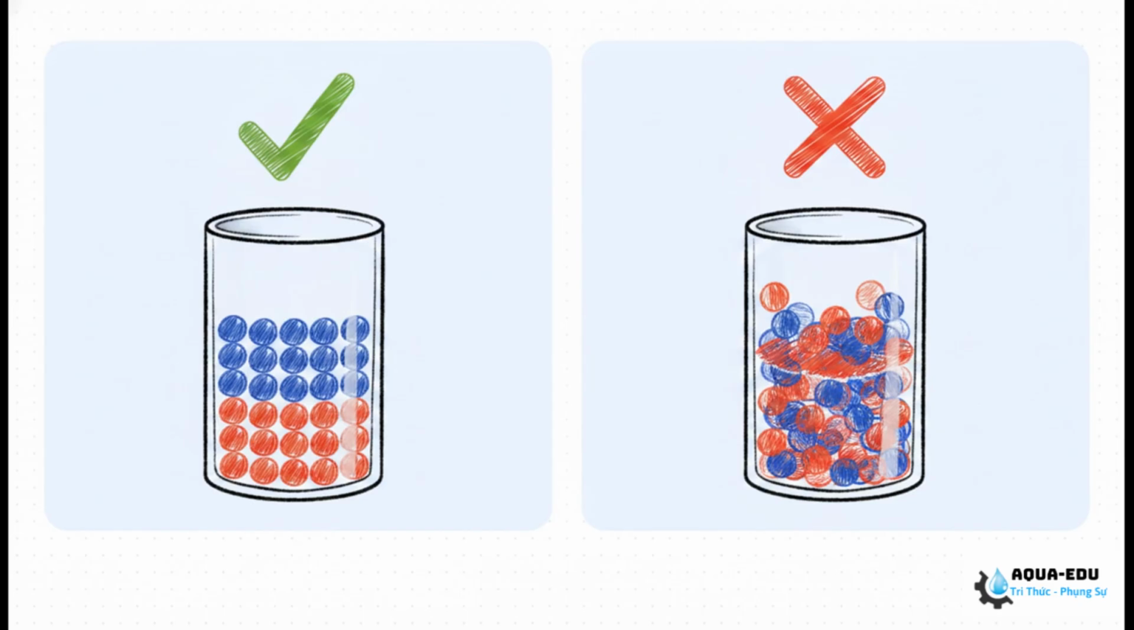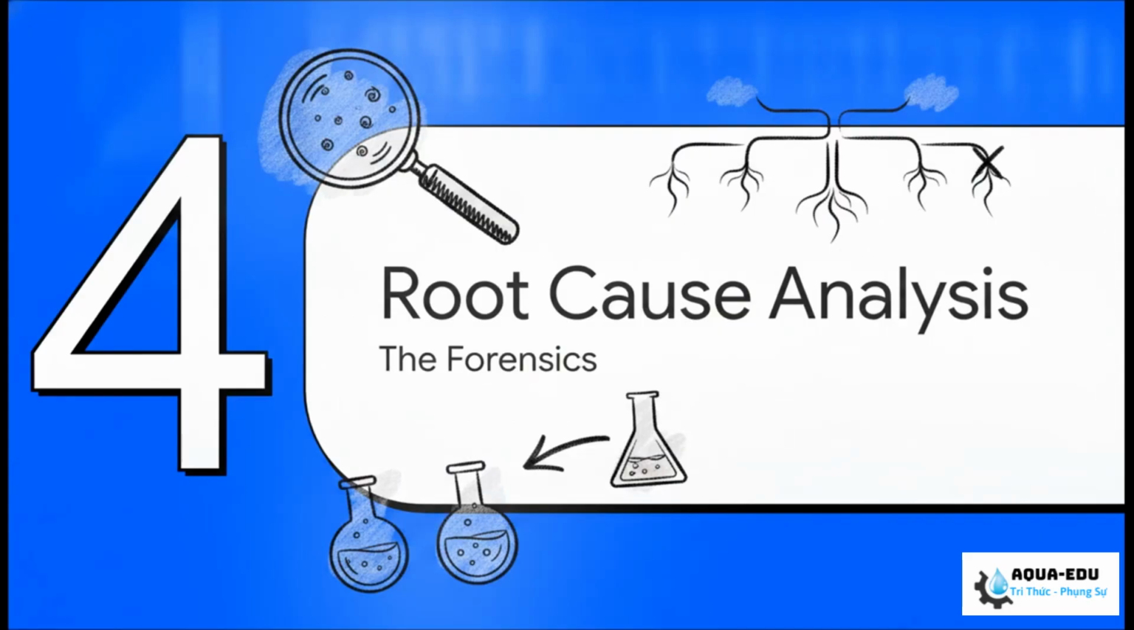But in a failure state, you're looking at a muddy, blended mixed zone with a totally blurred interface. And the second you have that mixed zone, your chemistry breaks down entirely. All right, Section 4, Root Cause Investigation Steps.